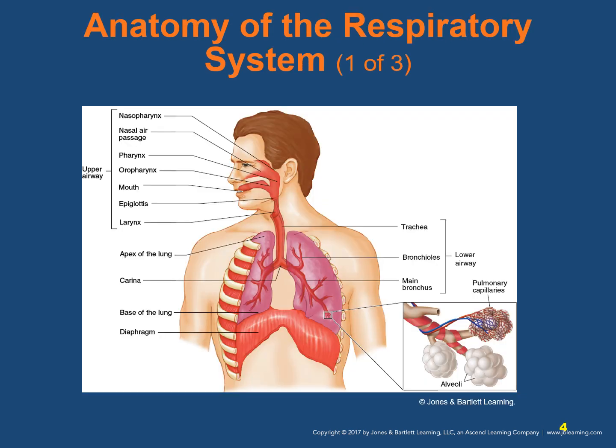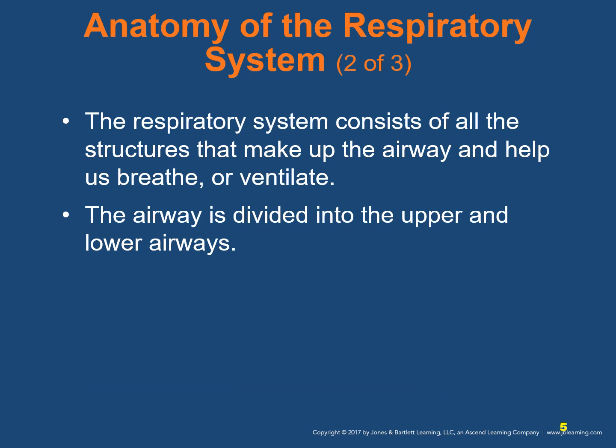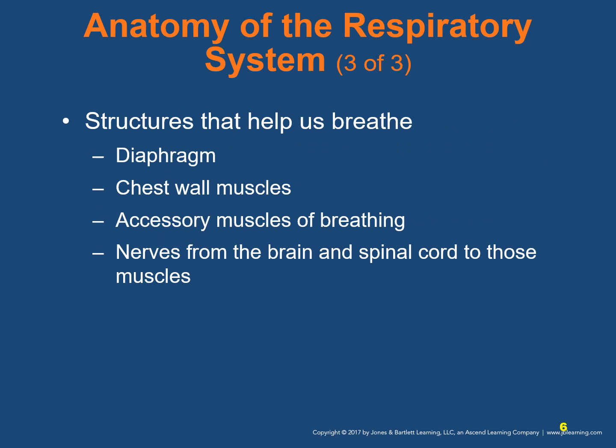Let's discuss the anatomy of the respiratory system. The figure on this slide shows the upper and lower airways of the human body. The respiratory system consists of all the structures that make up the airway that help us breathe, or ventilate. The airway is divided into the upper and lower airways. The structures that help us breathe are the diaphragm, chest wall muscles, accessory muscles of breathing, and nerves from the brain and spinal cord to those muscles.